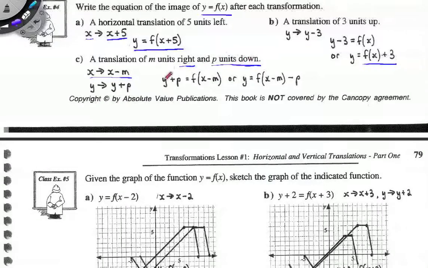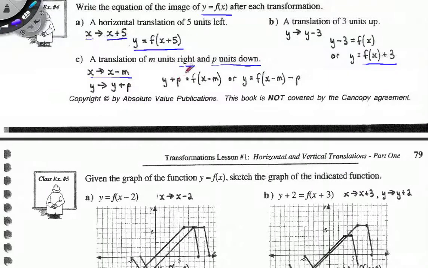So y will change to y plus p, going down. So notice when this number is with the variable, the signs actually react in the opposite way we'd expect. This goes actually in a positive direction in the horizontal. This actually goes in a negative direction in the vertical.